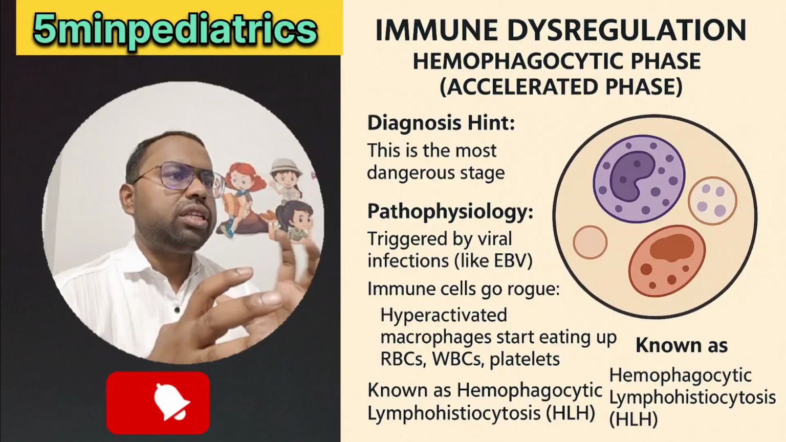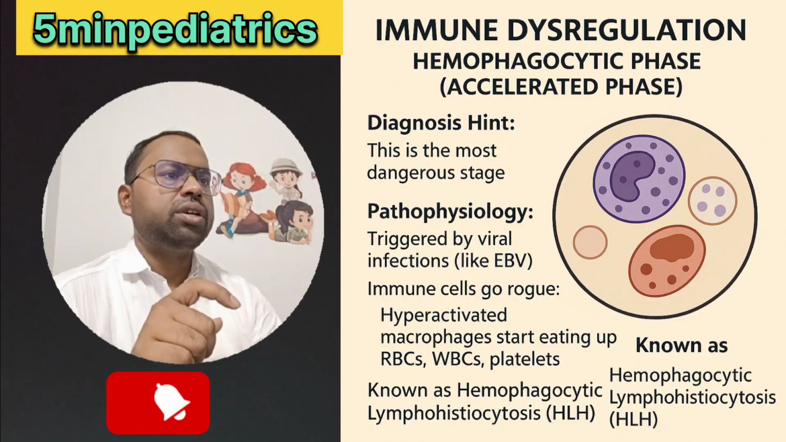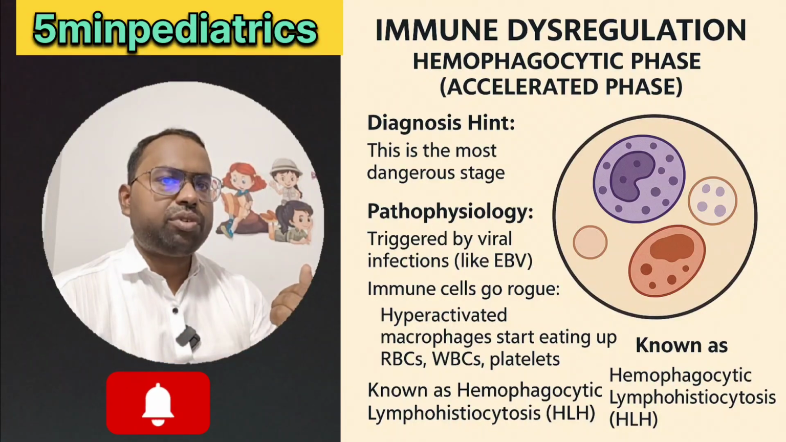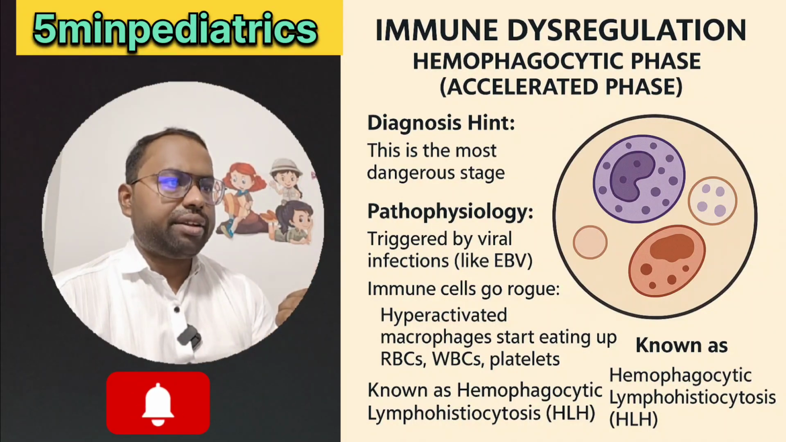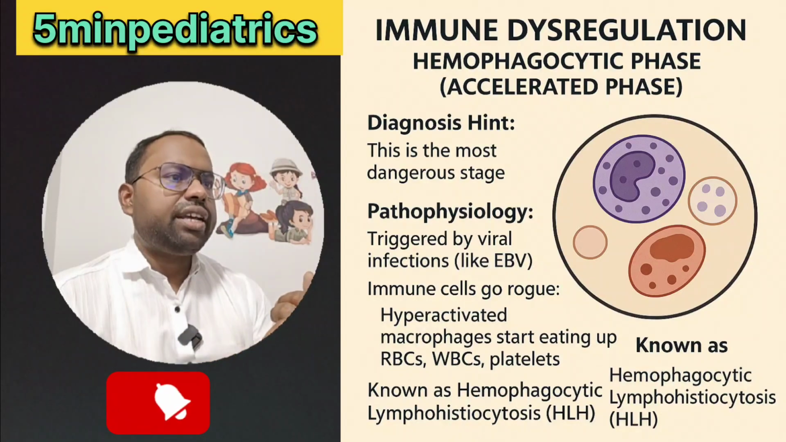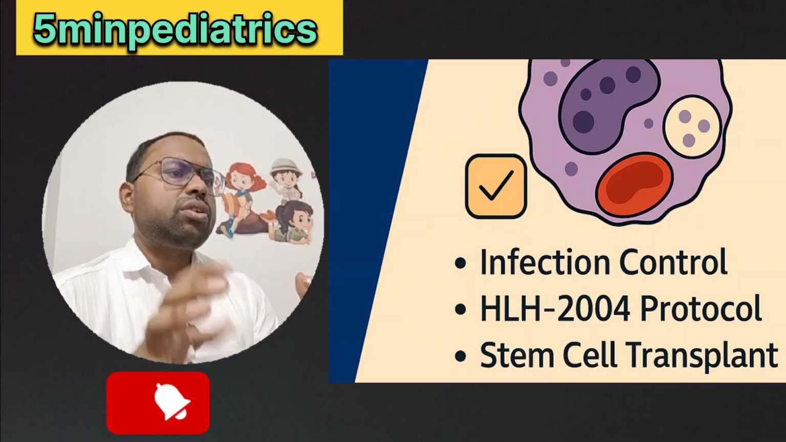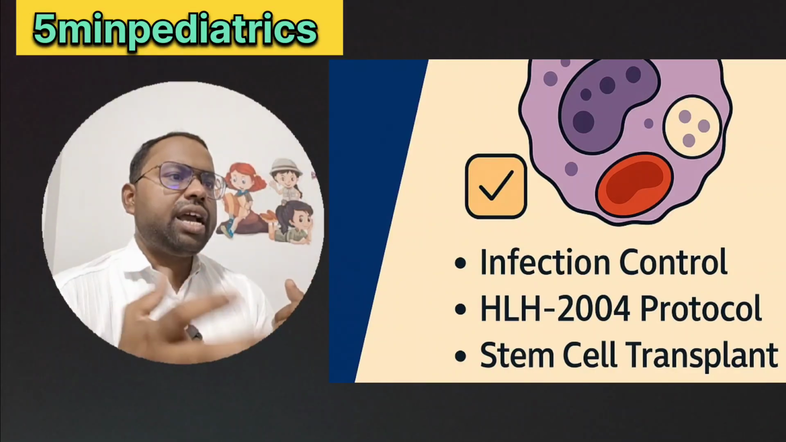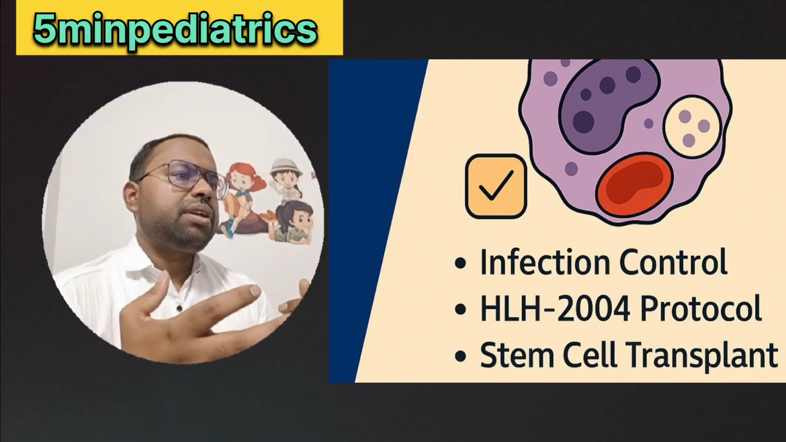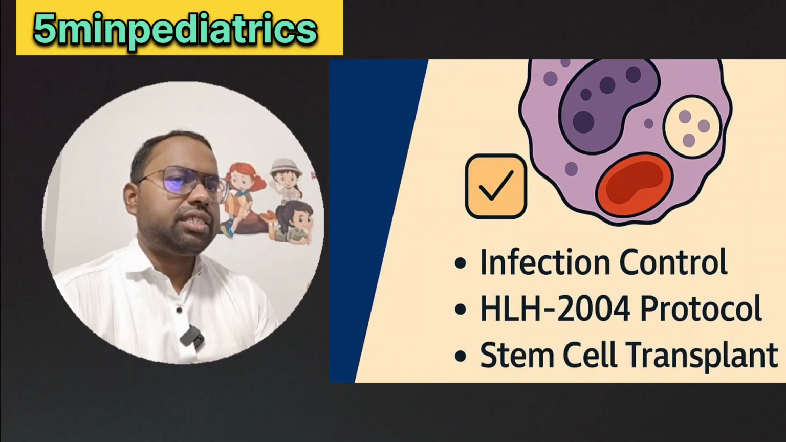So based on all these clinical clues, the final diagnosis is Chediak-Higashi syndrome. The gene we have to remember is the LYST gene, lysosomal trafficking regulator. The mode of inheritance is autosomal recessive. Management includes controlling the infection by giving prophylactic antibiotics and IVIG. For HLH treatment, we require etoposide and dexamethasone, but the definitive treatment is hematopoietic stem cell transplantation.